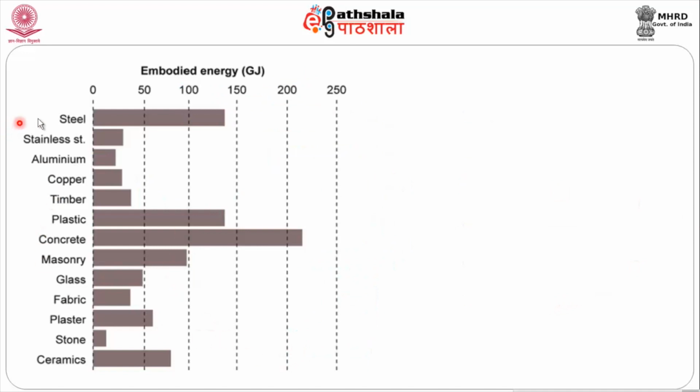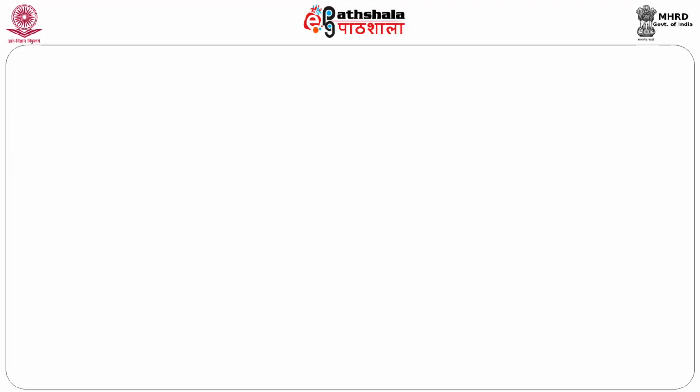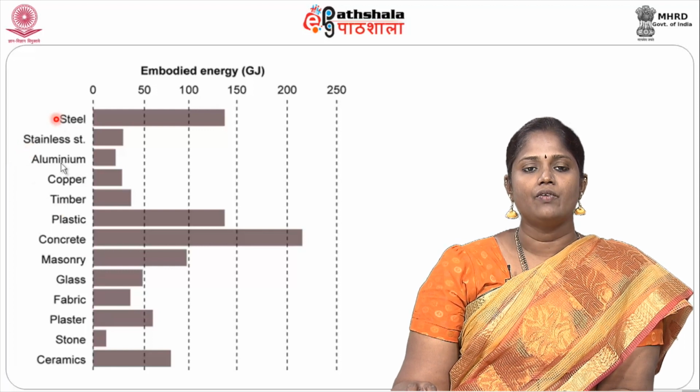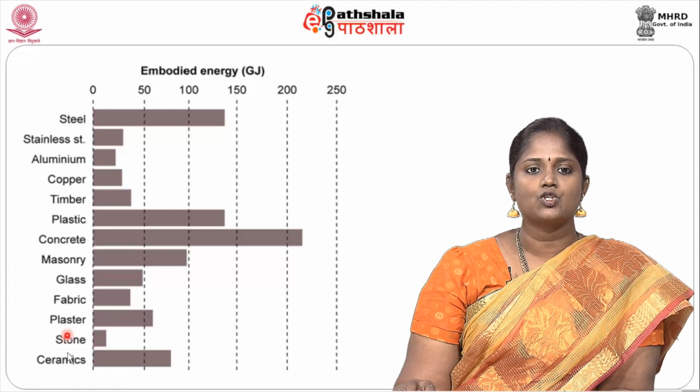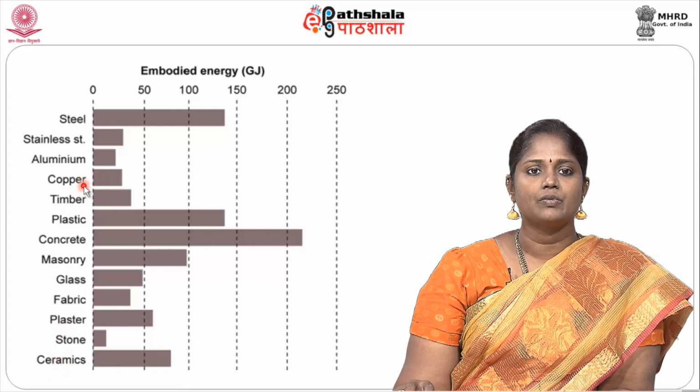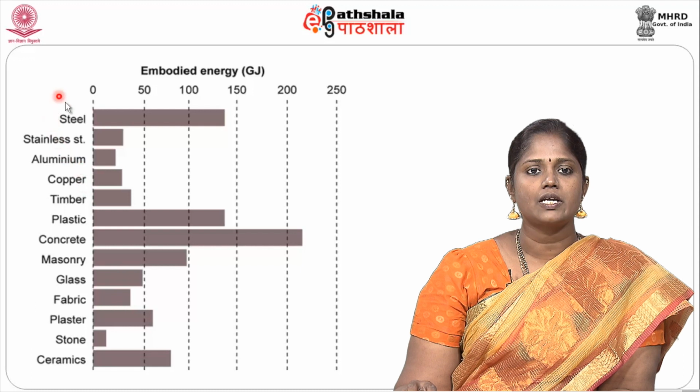Similar graph, if we look at it, for example, the usage of various materials in the embodied energy, which we have seen already in terms of megajoules per meter cube and then gigajoules per meter cube. But here we represent it in terms of the usage of the gigajoules. If you look at it in current building industries, like various materials we have seen like plaster, stone, clay, mud, ceramics, concrete, plastics, timber, copper, aluminum, stainless steel.